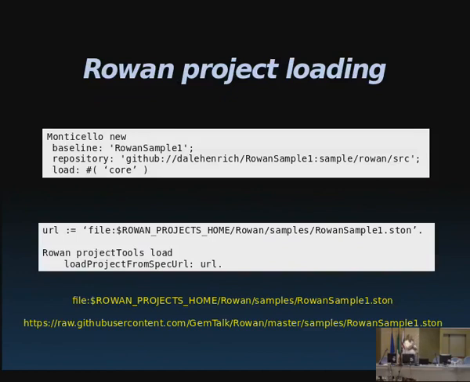So the first place we'll start is the first box, which contains a Metacello load expression, and that may be familiar to you. And the second box is showing you how you load using Rowan. All of the information that is in the Metacello Smalltalk expression is encoded in the project specification, which is what that URL is. And I give you an example of a file URL and an HTTPS URL for accessing a spec from GitHub.